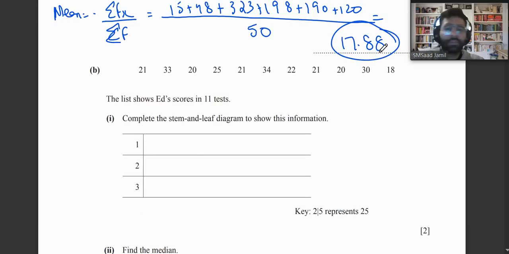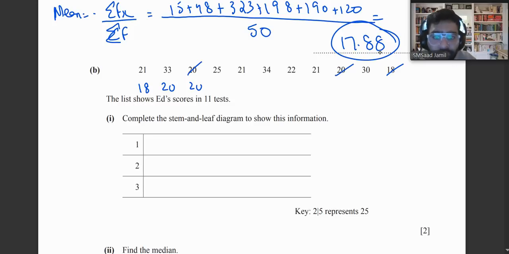Now in part B, it says complete the stem and leaf diagram to show this information. First of all, guys, what you need to do is arrange the data in ascending order, small to big. So which is the smallest number? Now I have to count them all. We have 18. Okay, after 18 we have 20. Then again we have 20. Do we have another 20?